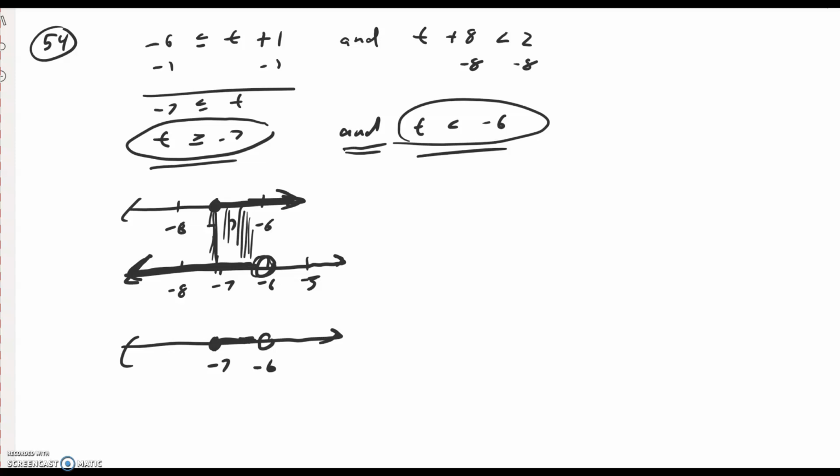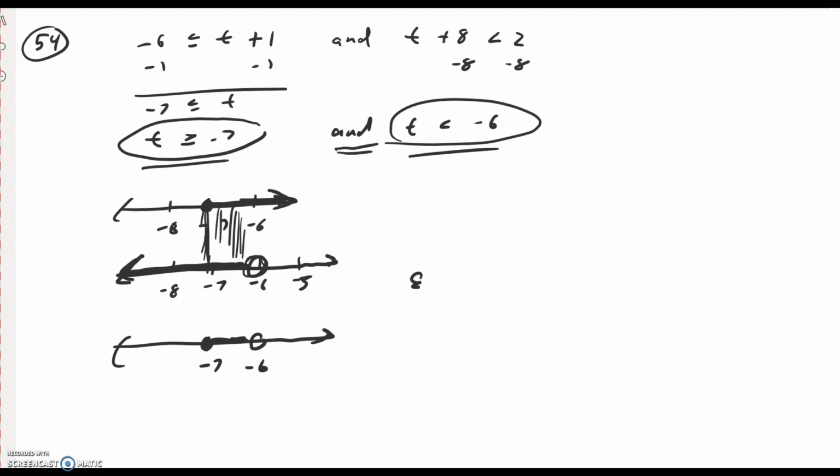Well, there's all kinds of ways to do it, but one way is to say the set of all x's such that, and then just describe this. So we could say that x is greater than or equal to -7, and at the same time x is less than -6, and that would do the job.